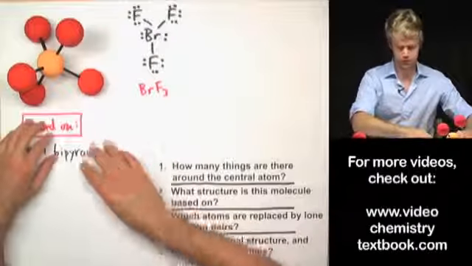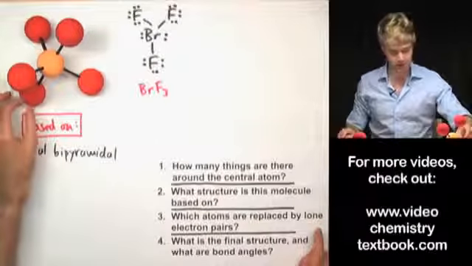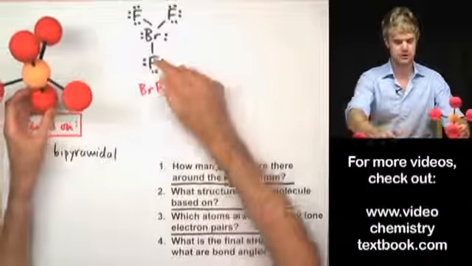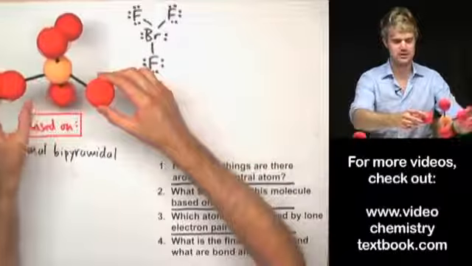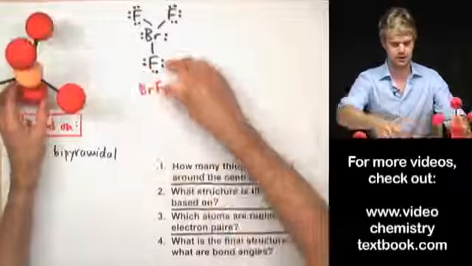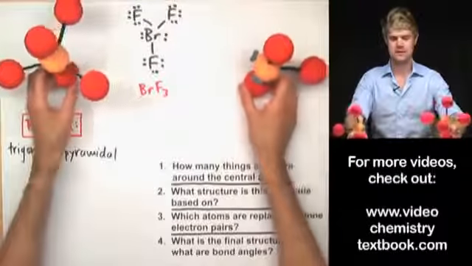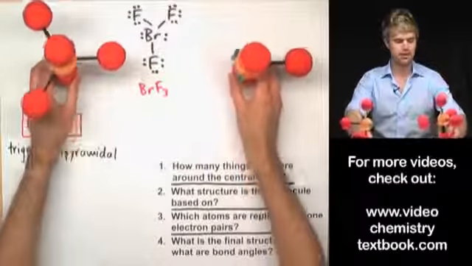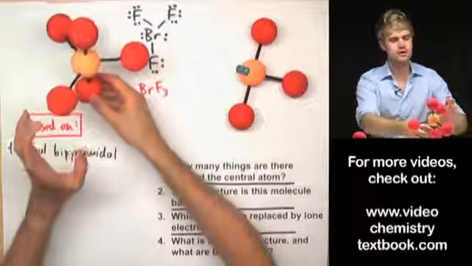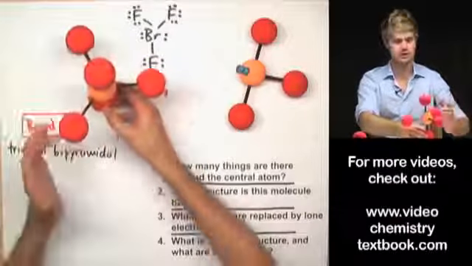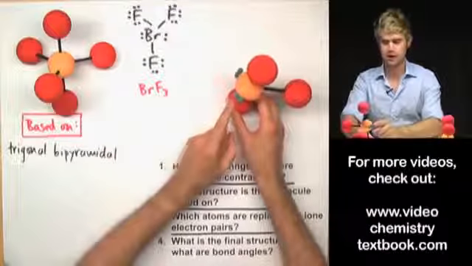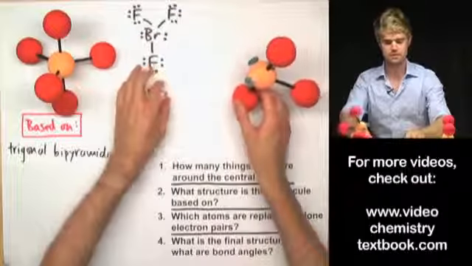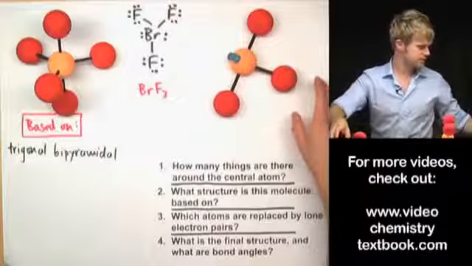So now question 3. Which atoms in this are going to be replaced by lone electron pairs? So this has 5 atoms, but BrF3 only has 3 atoms, and then it has 2 unshared electron pairs. So what it's going to look like is this right here. Look at how similar this is to the trigonal bipyramidal shape, but it's that 2 of these equatorial atoms, maybe say this one and this one, have been replaced by unshared electron pairs. Here are the unshared electron pairs, these 2 and these 2. Okay?